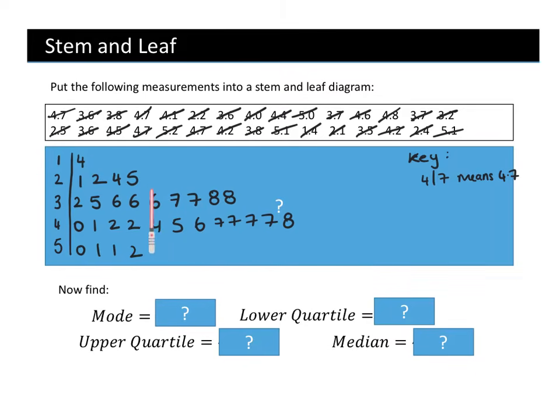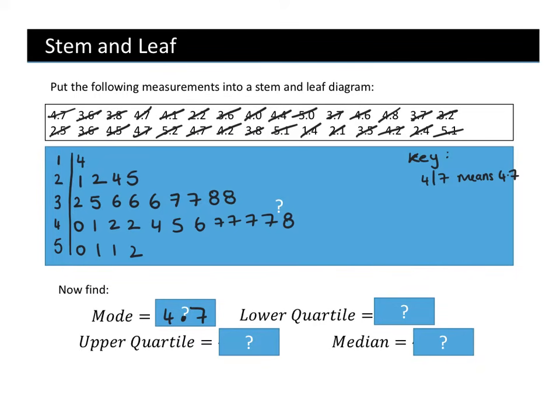I don't think there's 4 of any other number, so 4.7 is the mode, because that's the most common number. It's the number that appears the most times. I then want to find my median. Okay, so my median is going to be my middle number.